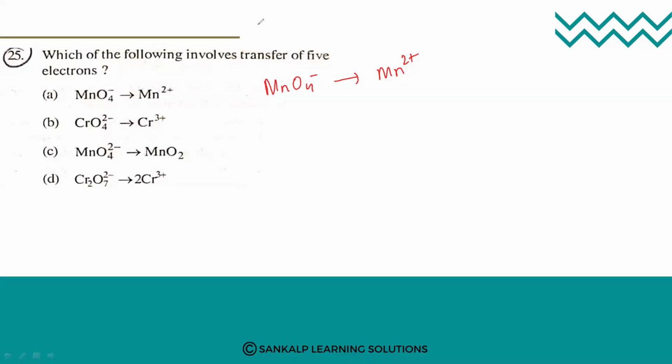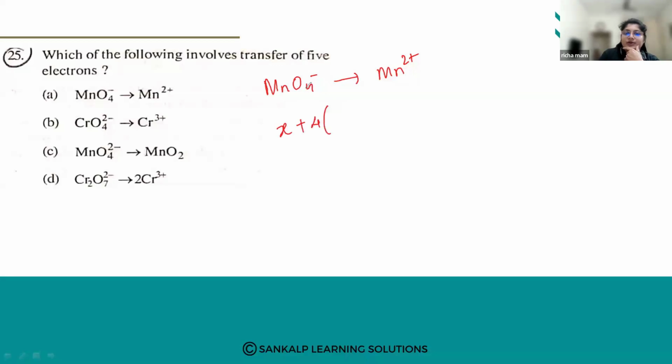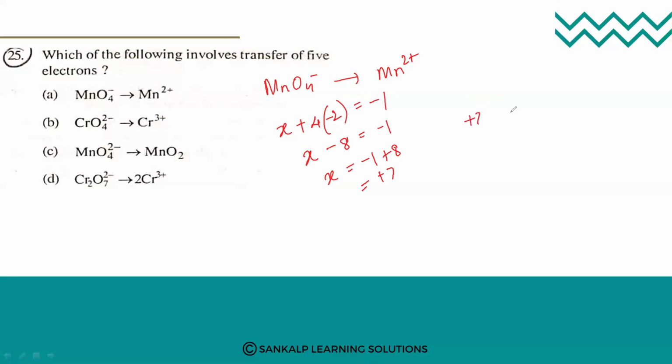First thing, you have to find the oxidation number in each case. We already know how to find the oxidation number. Let us see MnO4 minus; we have to find Mn. So x plus 4 oxygen atoms, each oxygen is minus 2, and the whole charge is minus 1. So x minus 8 equals minus 1, so x equals minus 1 plus 8, that is 7. So plus 7 to plus 2. When it is getting transferred from plus 7 to plus 2, how many electrons are gained? 5 electrons. So this is the answer.